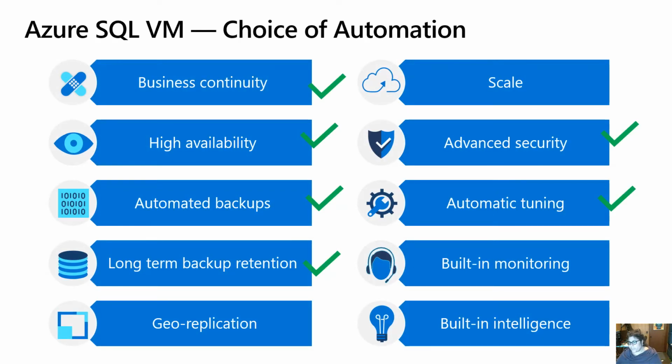So with Azure SQL VM, you can still get things like high availability and automated backups, but it requires a little bit of extra work on your part to configure that. You have to choose your automation. You would need to manage everything from the operating system up, and we do have ways for you to automate that in Azure, but it's up to you to set that up. And so you're going to have more management responsibilities if you're running an Azure SQL VM.